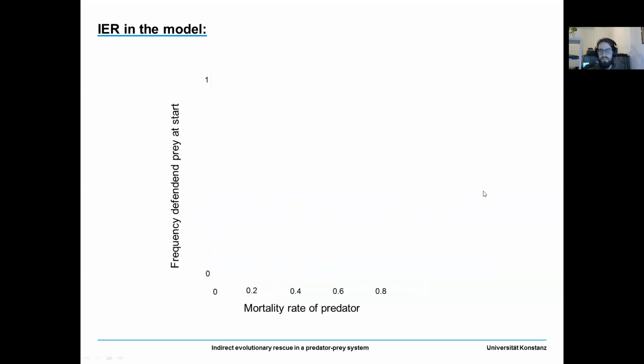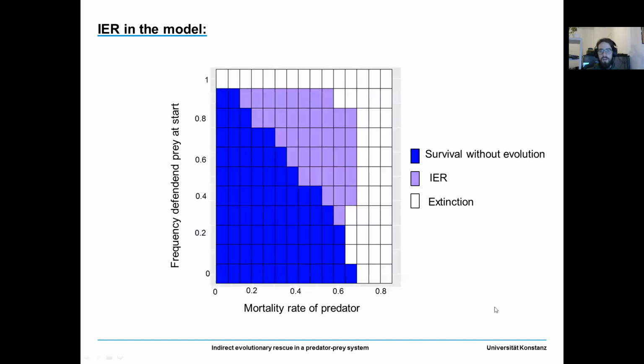Going to the results, here I have on the y-axis the frequency of the defended prey clone at the start of the simulation. On the x-axis, I have the mortality rate of the predator. Here we see the results for that.